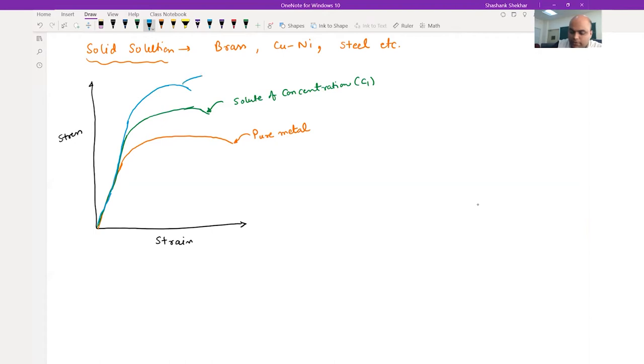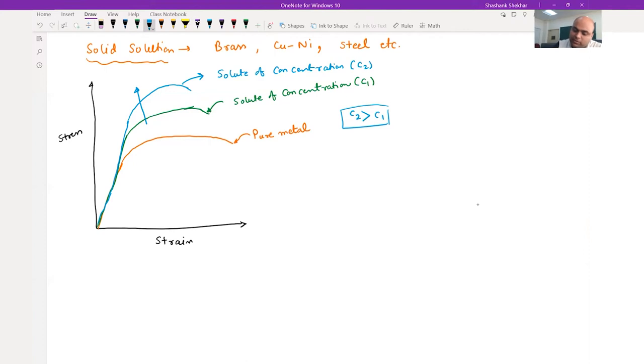Okay. So you have solute of concentration C2. So you can clearly see the difference between pure metal, solute of concentration C1 and C2, where say concentration is increasing in this direction. So C2 is higher than C1 concentration. And what you see here is that as you increase the solute concentration, the strength increases and ductility slightly decreases.